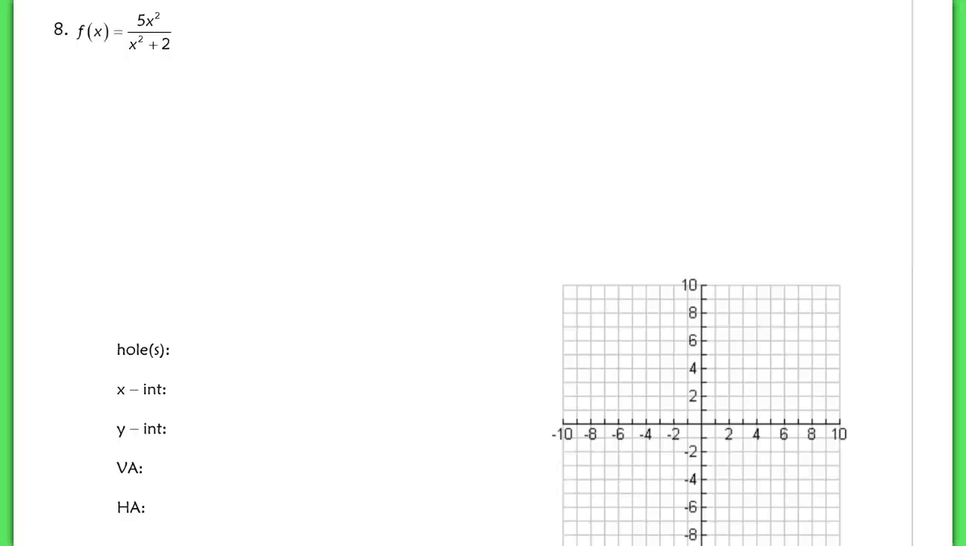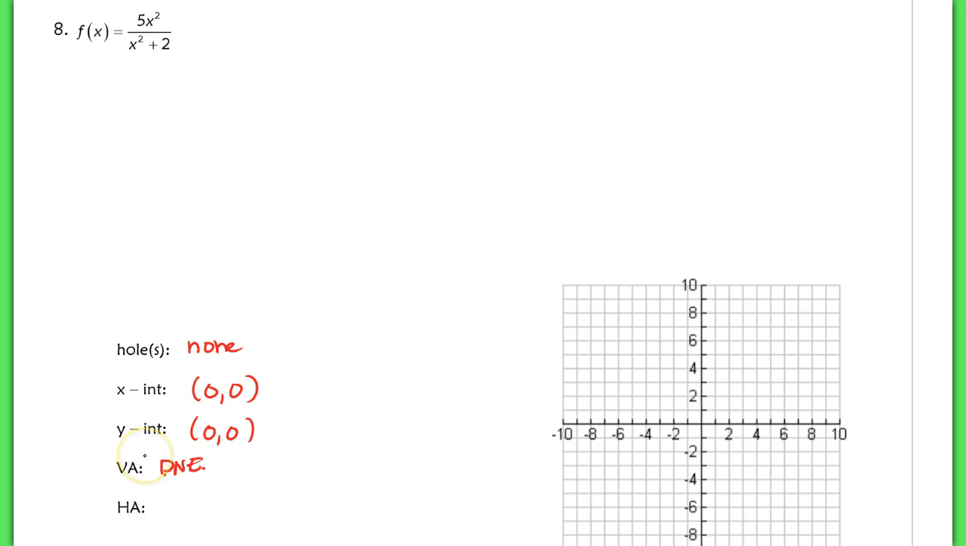Alright, the first thing I want to do is look for holes. There are none, because none of the factors cancel. I do have an x-intercept here. When I plug into the function y equals 0, I end up with 0 for the x-intercept, (0, 0). So that means the y-intercept here is also (0, 0). There are no vertical asymptotes because the denominator here will never equal 0. If I set that equal to 0, I know that has no solution for a real x value, so it does not exist.